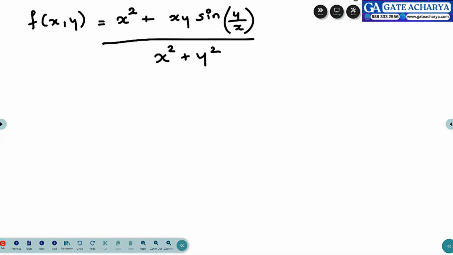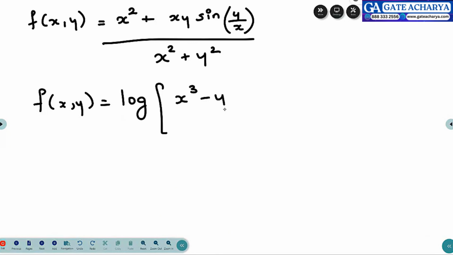It is multiplied by xy. What is the degree of xy? 2. What is the degree of x square? 2. What is the degree of the denominator? Is there any issue? This is purely a homogeneous function. Again, is this homogeneous?